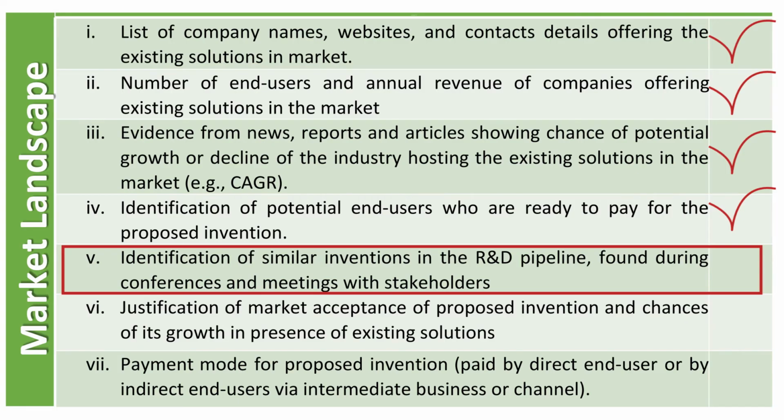You must be remembering that we have already done it in component number 1 of the LCI when we went through certain interview sessions. Now at this level, again we have to conduct a few interviews, and what questions we'll be discussing there, we will see in another episode. Moving on further to item number 5 of the LCI checklist 4, identification of similar inventions in the R&D pipeline found during conferences and meetings with stakeholders.